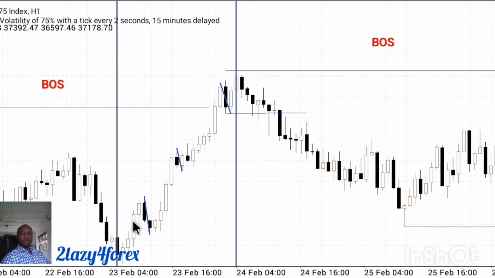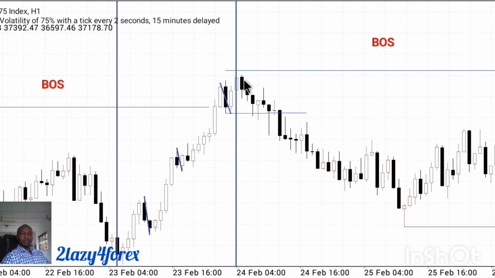Look at it. This is where we marked earlier. Look at it now. This is a pullback. This is a pullback. This is a pullback. I hope you understand what I'm saying now. So this is a pullback on the lower time frame. So for this expansion phase, from this trend line to this trend line, you can see that this qualifies as a low. This is a low.